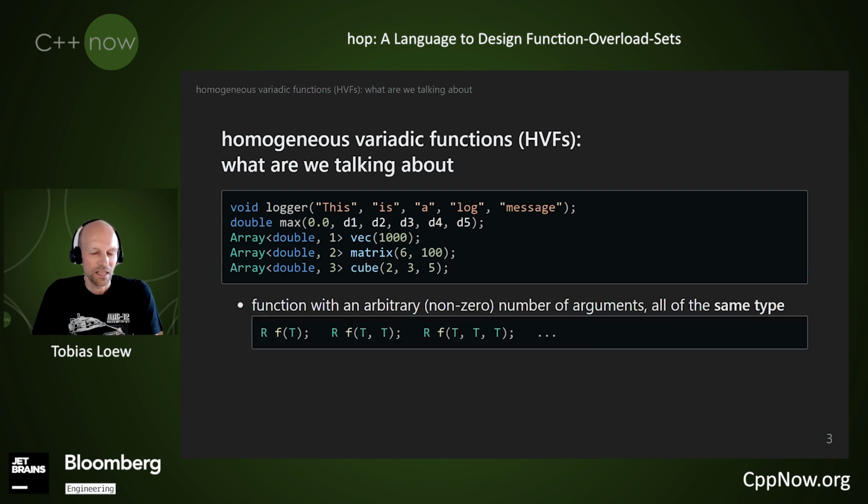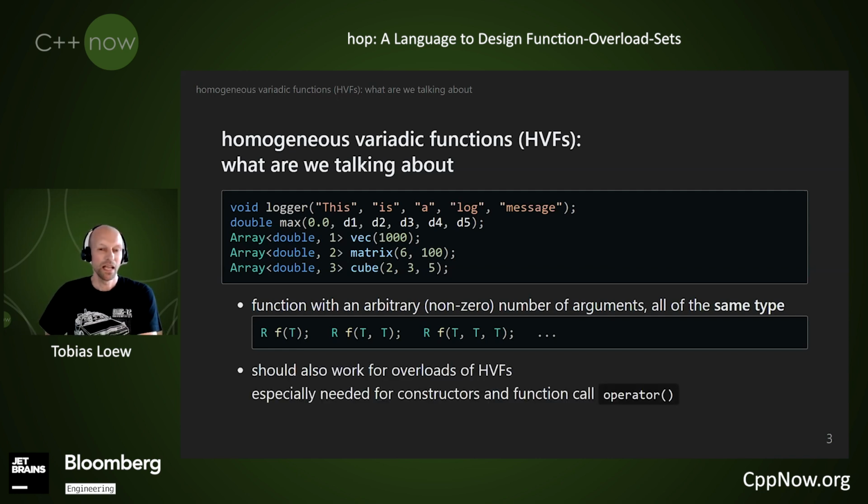So in essence, a homogeneous variadic function is a function which takes a non-zero number of arguments, which are all of the same type. And the return type may depend on the number of arguments, but we won't bother with that today. And also, this should work for overloads of those homogeneous variadic functions, which we will especially need for constructors or for function call operators.